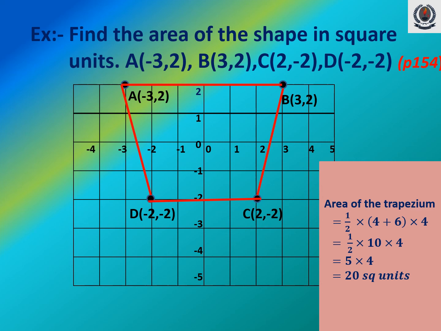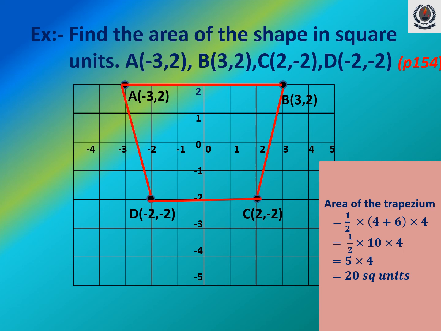Next example. Now actually by using coordinate points we can find the area of the trapezium. Example: find the area of the shape in square units. Coordinate point A minus 3, 2, coordinate point B 3, 2, coordinate point C 2, minus 2, coordinate point D minus 2, minus 2. Now we can mark it on the coordinate plane. The point A minus 3, 2, you can see, point B 3, 2, C 2, minus 2, D minus 2, minus 2. You can see the area of the trapezium is half into.